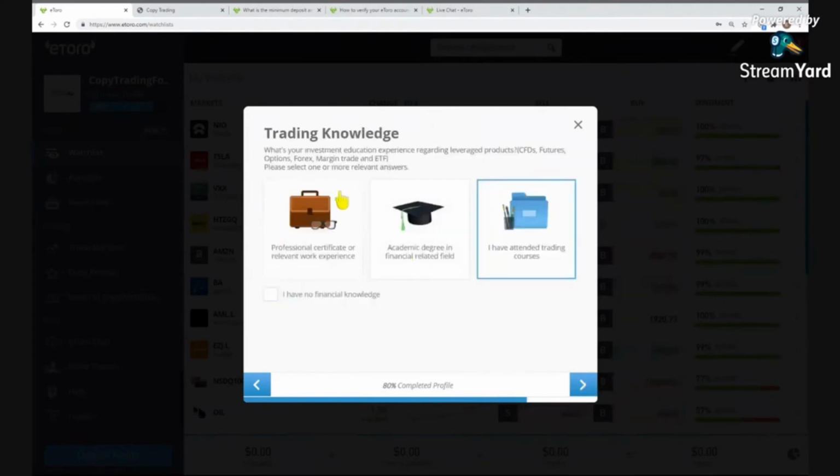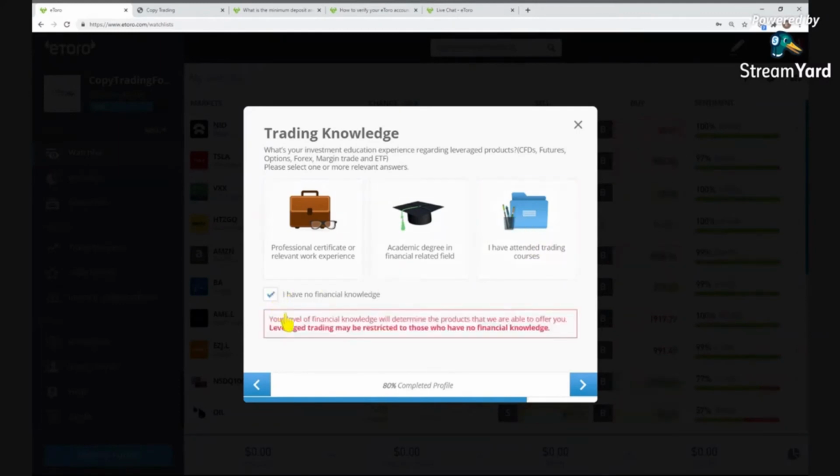Next is trading knowledge. What's your investment education experience regarding leverage products? Okay, so I attended a training course with my mentor when I started, so I'm going to click on this. If you've no financial experience or knowledge, you put that here. But it comes up with a warning. Your level of knowledge will determine the products that we offer to you. So you might be restricted to the products that are offered and what trades you can do. So that's up to you what you put in there, guys.